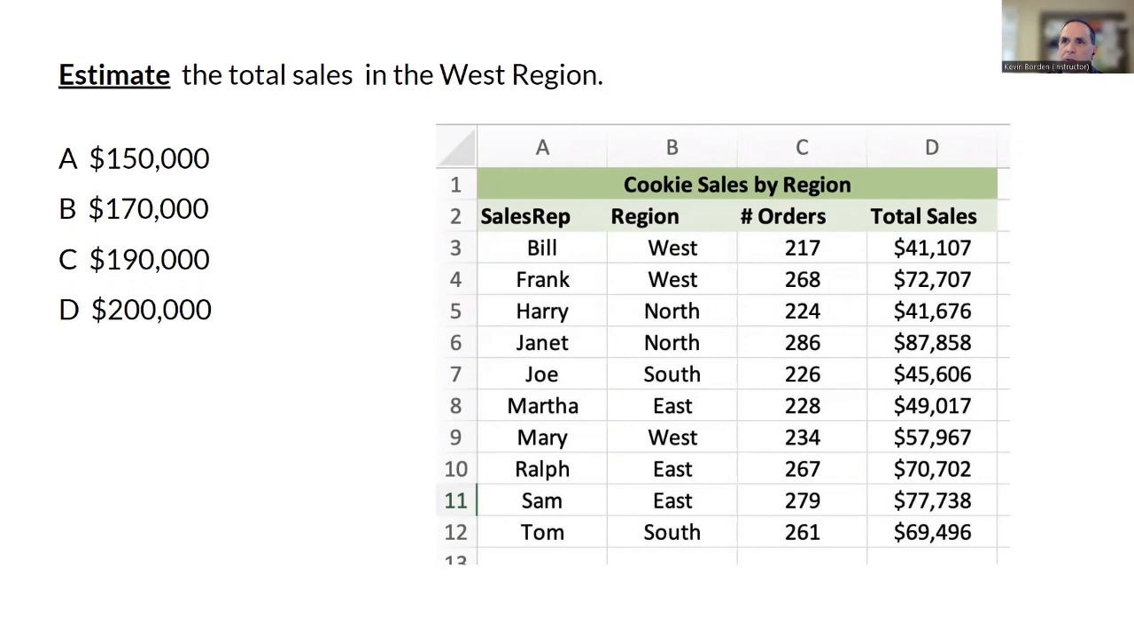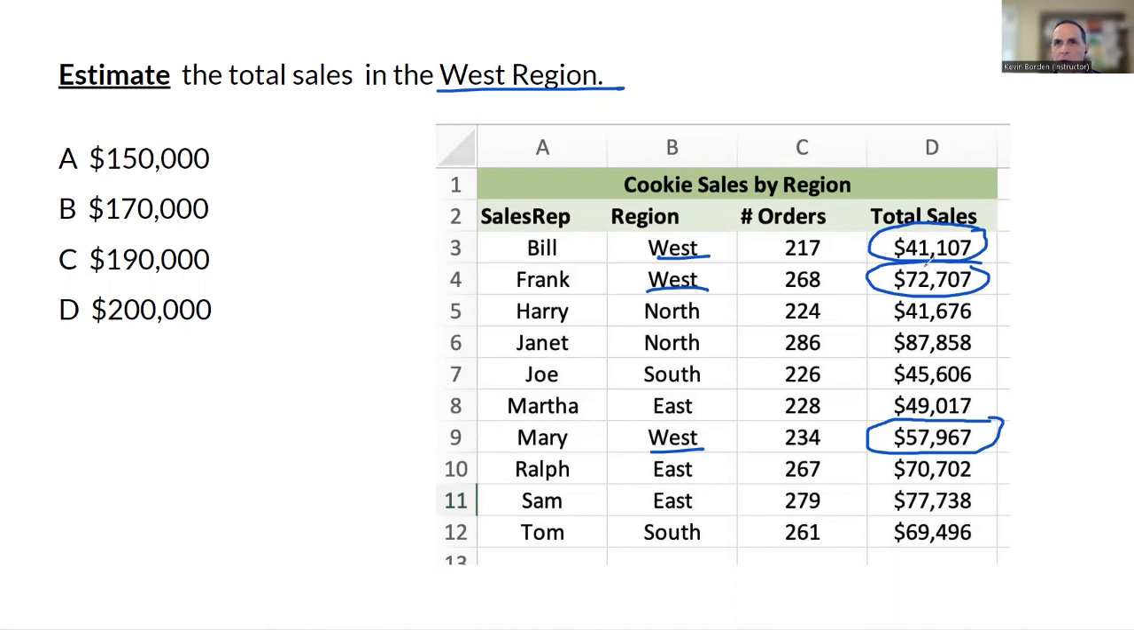All right. So first of all, we are going to identify the West region. This one's in the West region. This one's in the West region. This one's in the West region. We don't want to miss any. So West, just double checking. Any more Wests? No, I don't see any. So we're really talking about these three numbers.